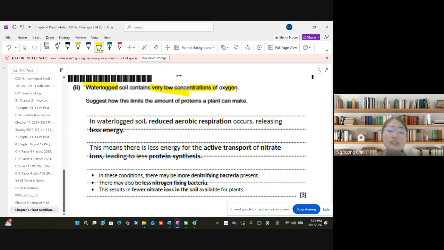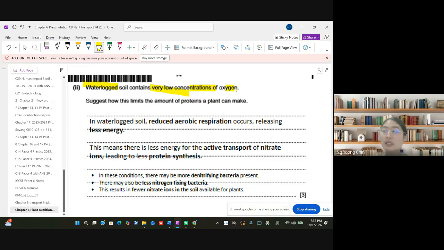The function of the root hair cell is they will absorb the water and the mineral ions. Water by osmosis, mineral ions by active transport. And then since active transport requires what? Active transport requires the energy supply to them. Okay? Where do you get the energy from? Energy from the aerobic respiration, okay, generated from the respiration.